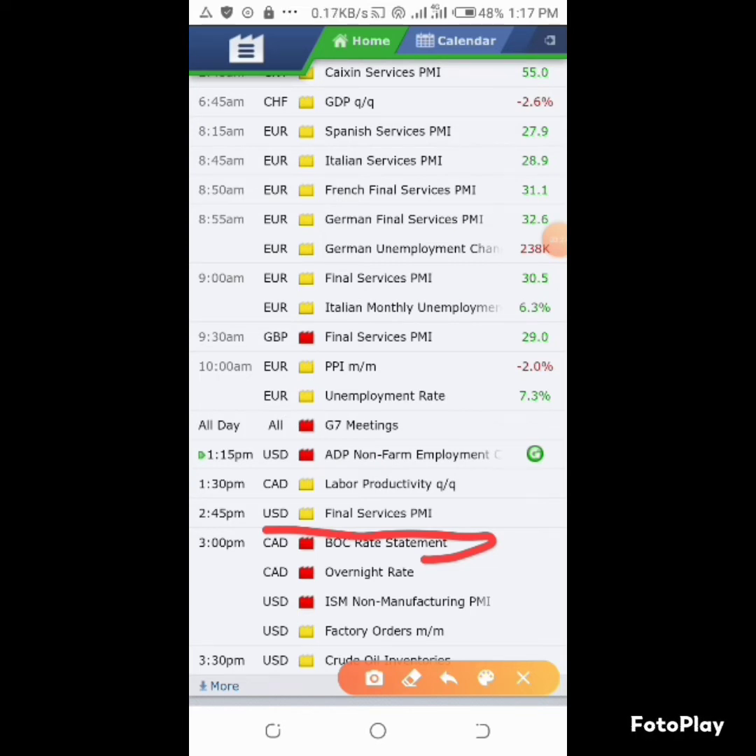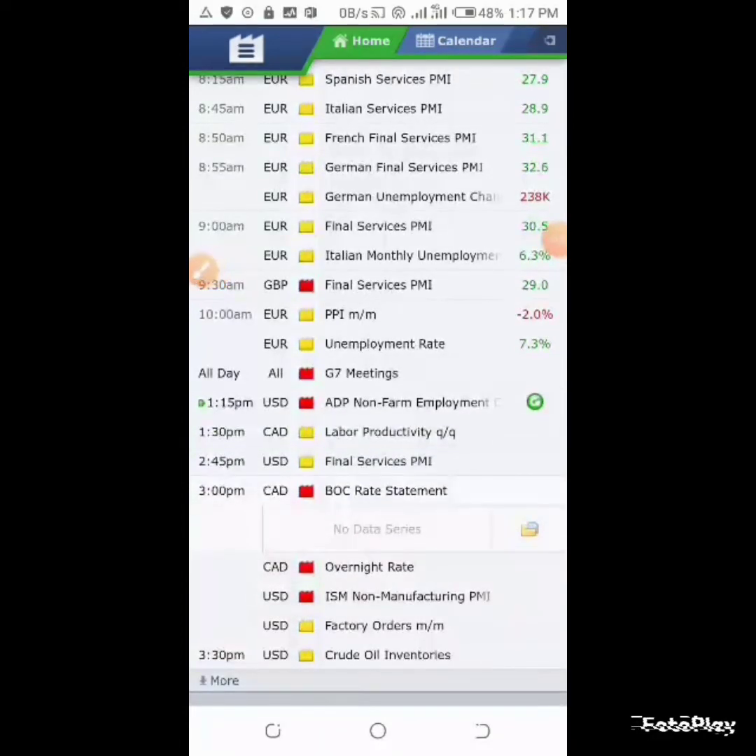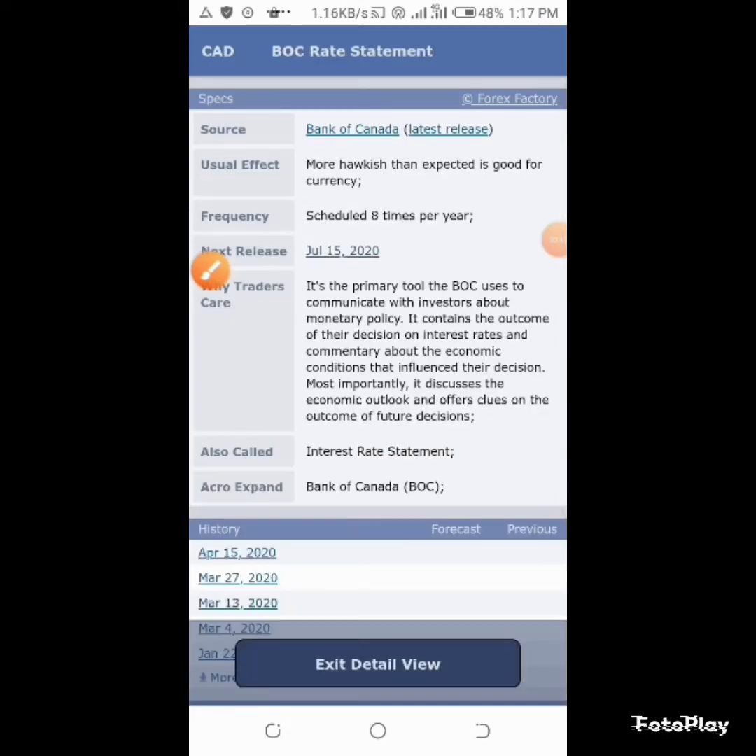Now to get further info on this news, it's very simple. Like now we have CAD news, high impact, BOC rate statement, that is Bank of Canada rate statement. It's telling you the official rate that Bank of Canada is going to set. To know exactly what the news is saying is simple. You just click on it, just like I did, and currently there is not much data. And if you click on this folder right here, it's going to give you interpretation of the news.